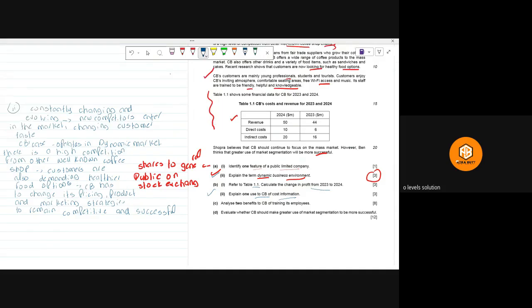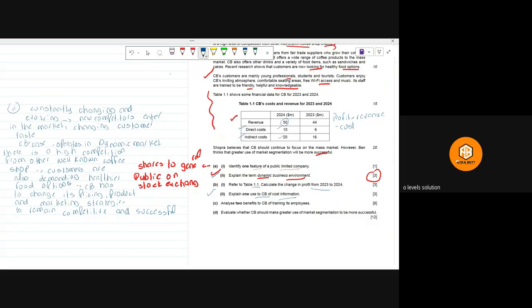Okay, so it is very simple. We just need to see with how much amount the profit has changed from 2023 to 2024. So the formula for the profit is really simple. Profit is equal to revenue minus cost, meaning direct and indirect cost both. Revenue minus cost.